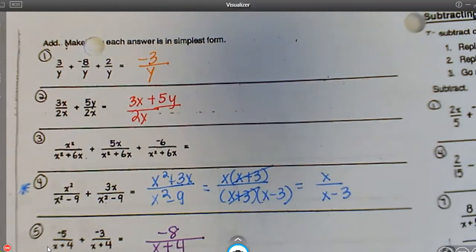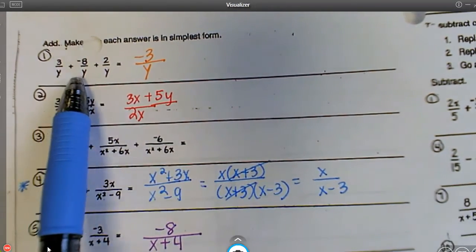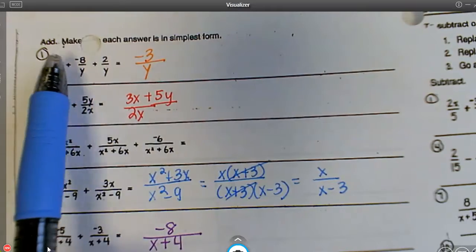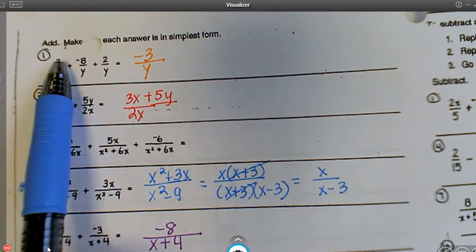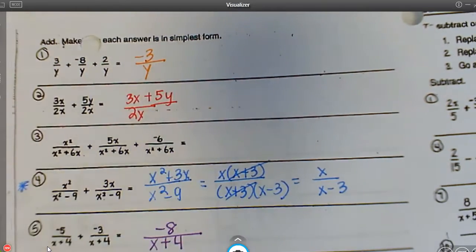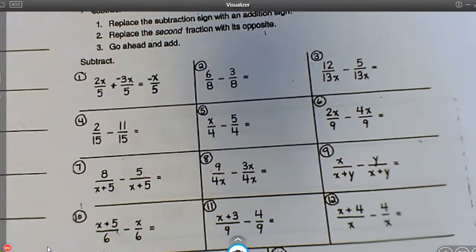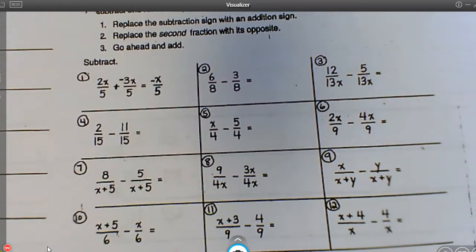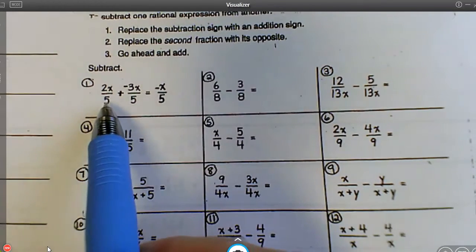So basically, so far, we've learned that if the bottom is the same, we can just combine the tops and we can just get an answer. And the same thing happens with subtracting. As long as the denominator, the thing on the bottom, is the same, then we can just combine what's on the top. So this first example, they've already done it for us.